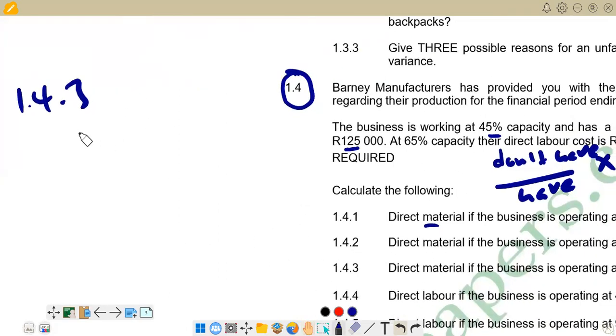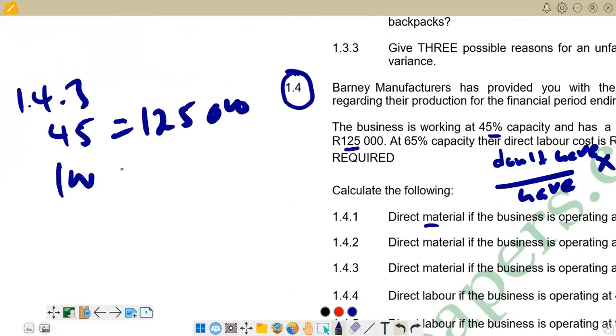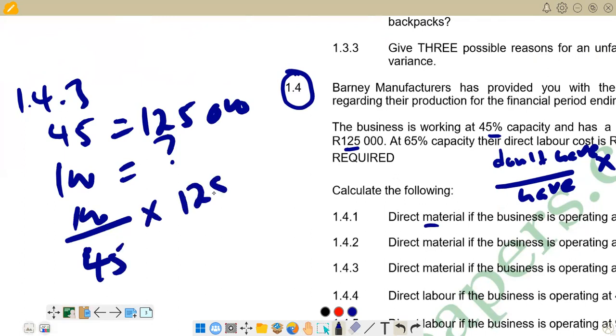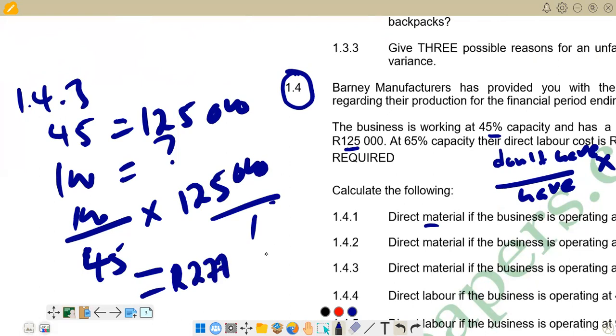Let's just say our 45% is equal to 125. What about 100? Obviously, our question mark is what we don't have. So what we don't have is the numerator, what we have is the denominator, times the given figure here, and then you calculate it correctly. That's 1.4.3. To two decimal places, you are supposed to get 277.777, and then to two decimal places it becomes 0.77. So that is 1.4.3.